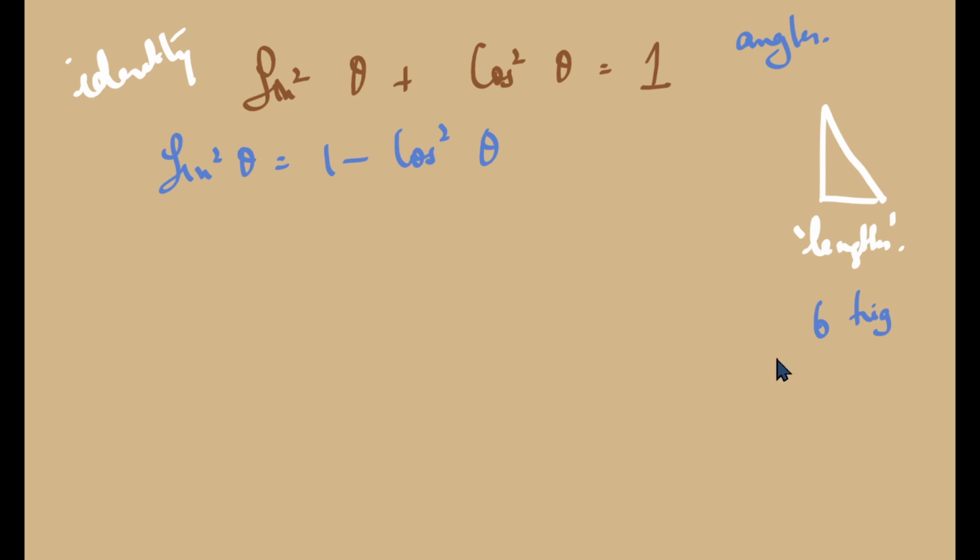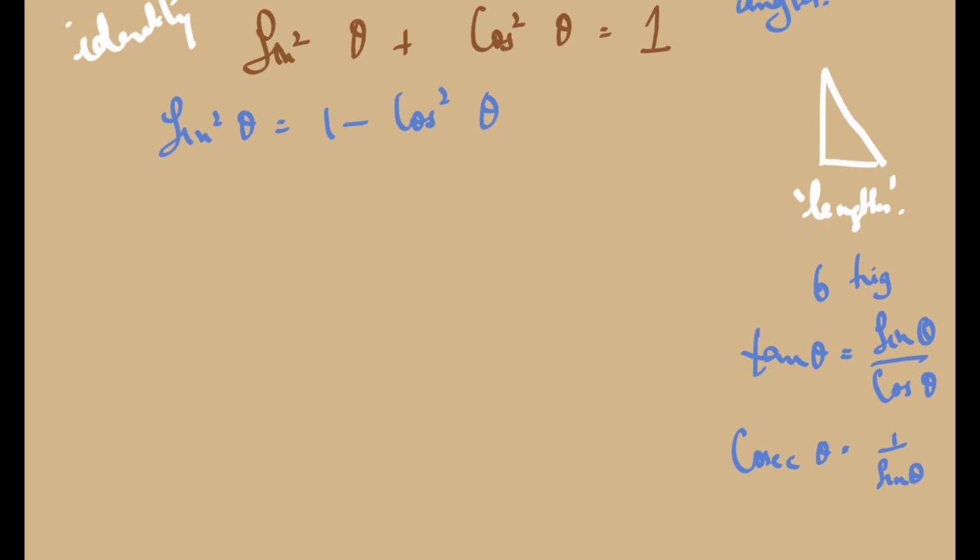trigonometric ratios. For example, we had defined tan of any angle to be the sine of the angle divided by the cos of the angle, isn't it? And we had also defined the cosecant as a reciprocal of sine. So using all this, let's see if we arrive at a relationship between tan, cosecant, secant and cot theta.